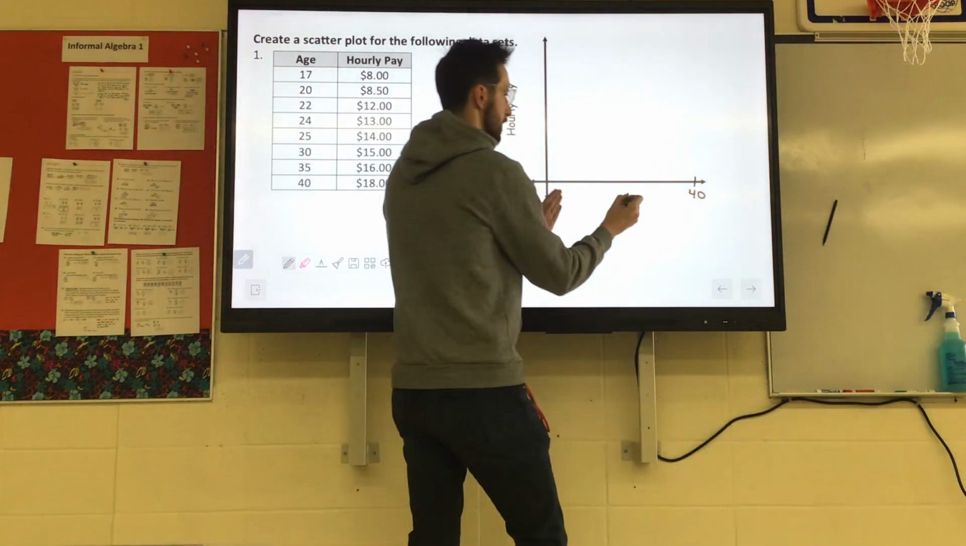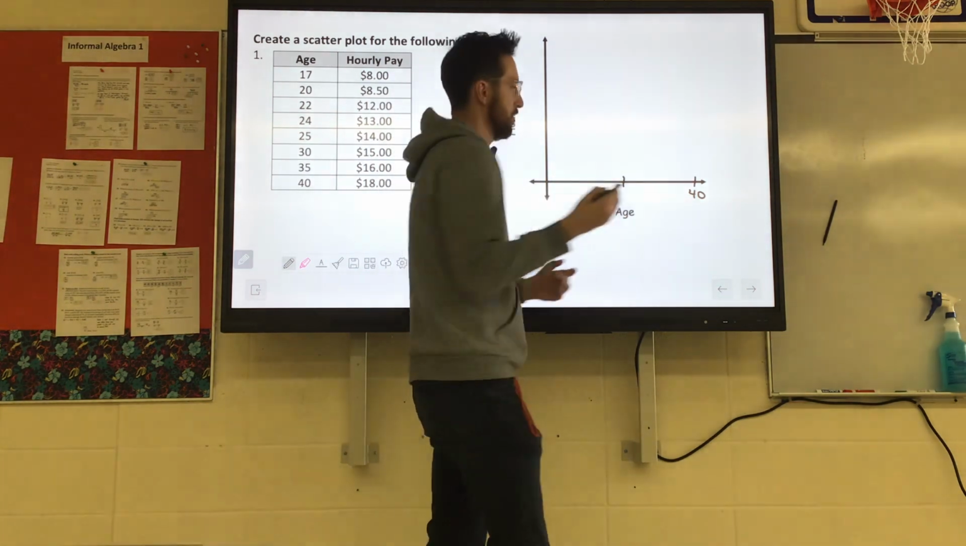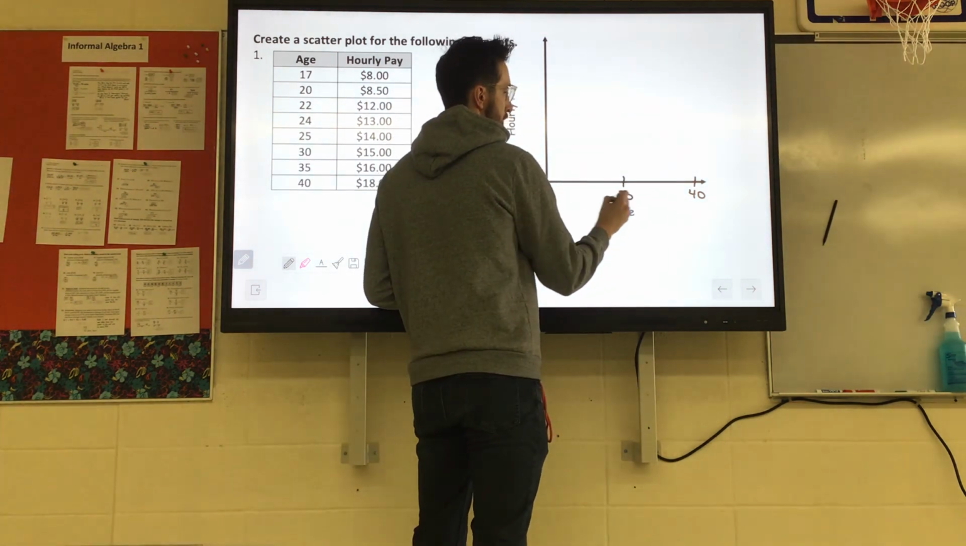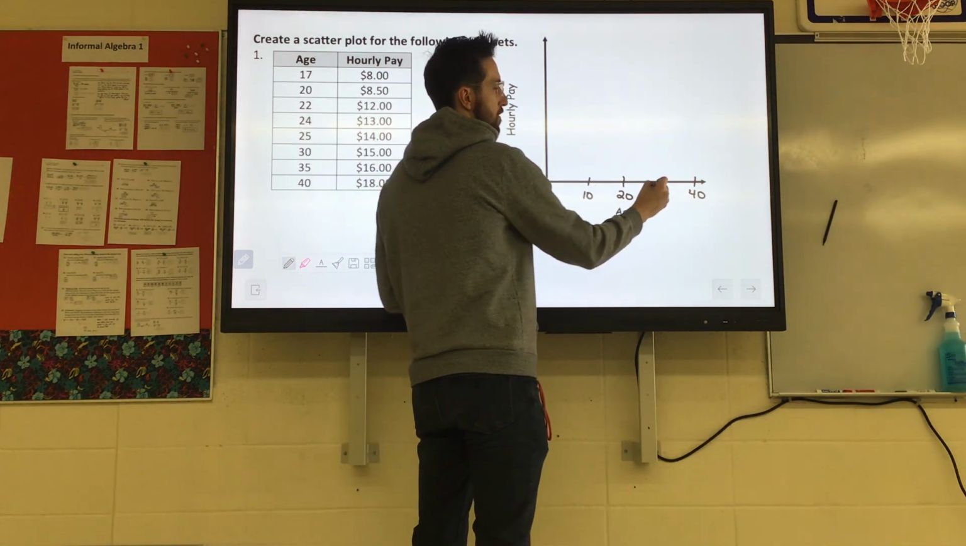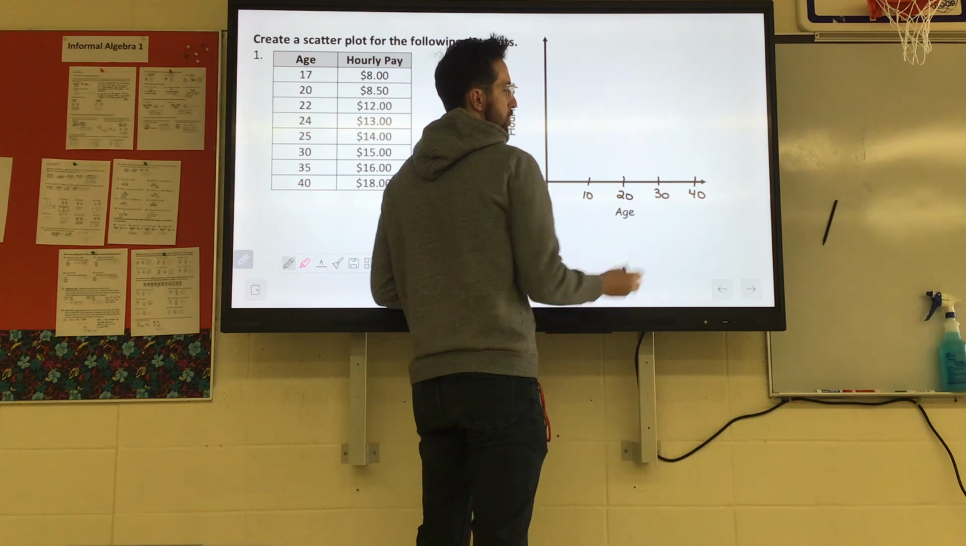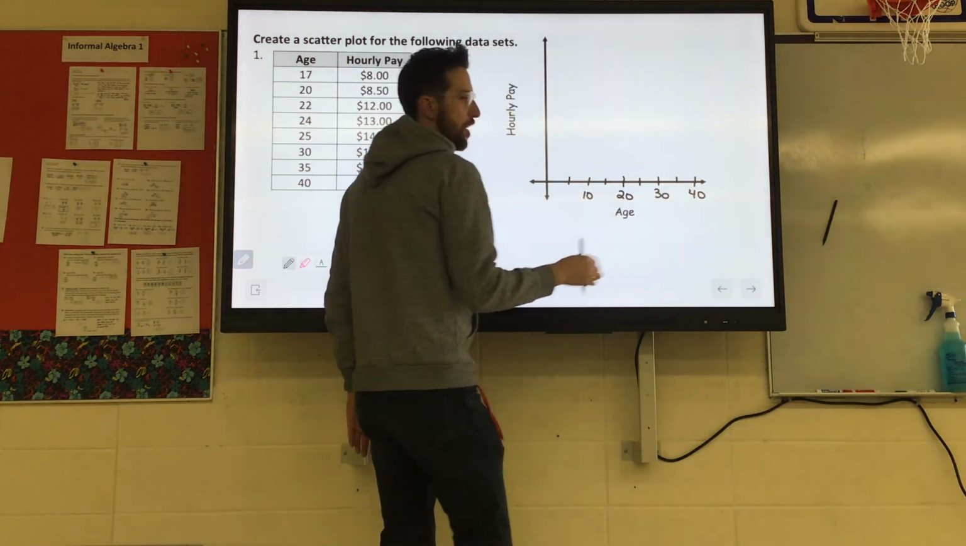I'm going to try to find the middle, about there. Halfway to 40 is 20, right? We'll try to split that difference. Halfway to 20 is 10, so it's like we're going by tens. 10, 20, 30, 40. We can even throw in some half marks for the 5s.